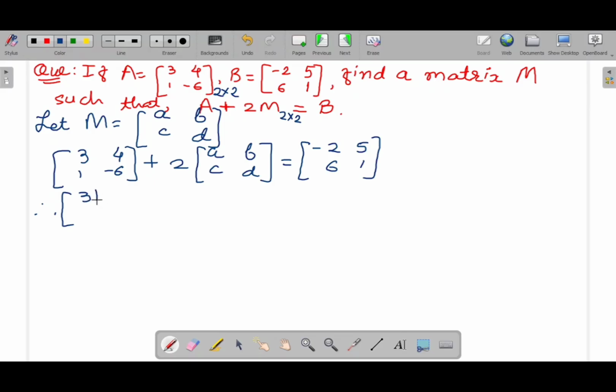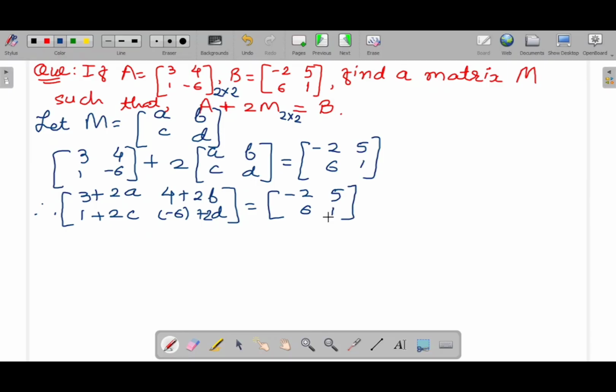It is 3 plus 2a, 4 plus 2b, 1 plus 2c, and minus 6 plus 2d. Then it is equal to matrix B, [-2, 5; 6, 1]. So if we compare, we have 3 plus 2a is equal to minus 2. That means I can calculate a is equal to minus 5 by 2.